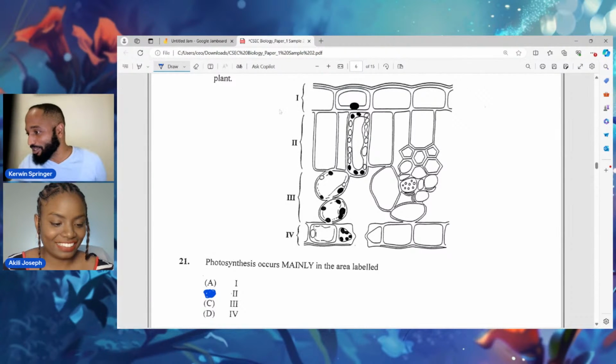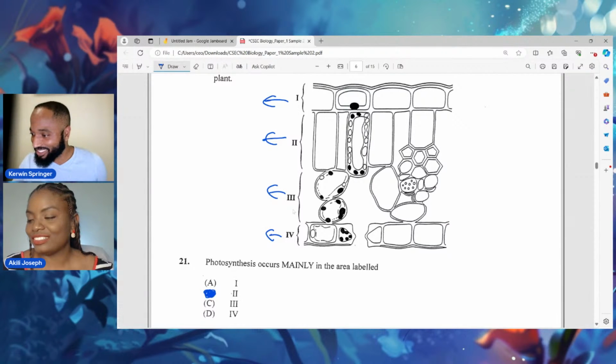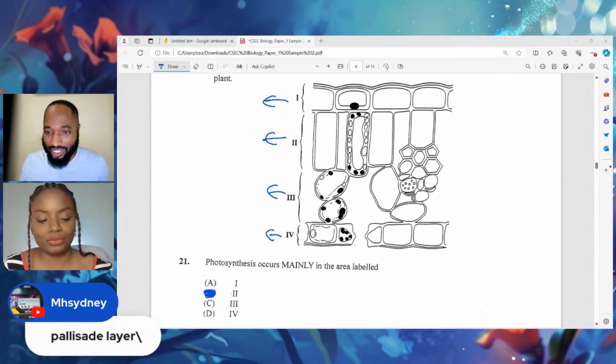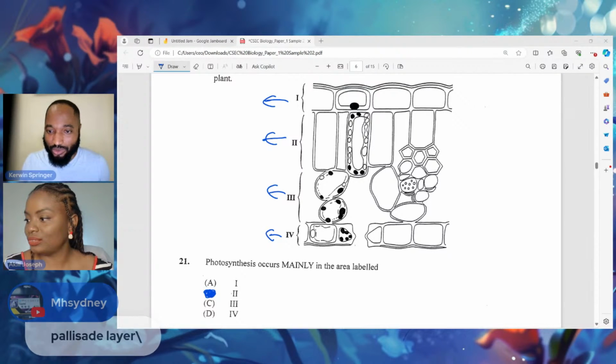Now, what are the names of all of these layers? 1, 2, 3, and 4. One is the upper epidermis, 2 the palisade mesophyll layer, 3 the spongy mesophyll layer, and 4 would be the lower epidermis.